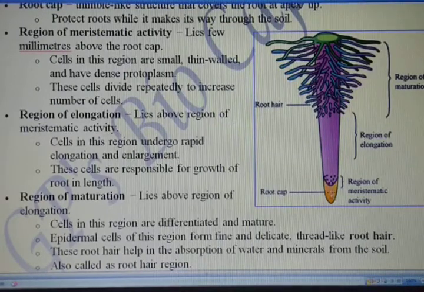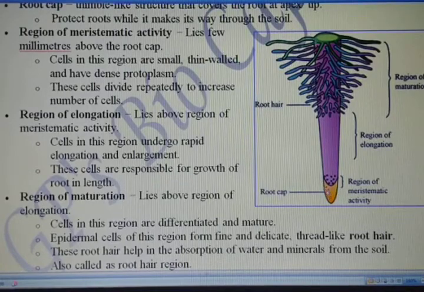And the root cap that is present above the region of meristematic activity is for protection, so that when the root is growing in between the soil particles, the tip of the root should not be damaged. So in order to give it protection, the root cap is present here. Now this root cap is not similar in all plants.